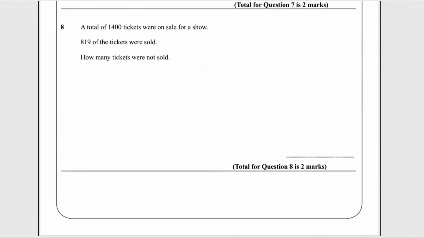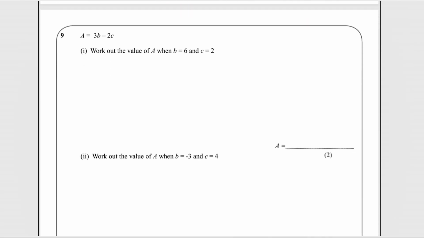A total of 1,400 tickets were on sale. 819 were sold. How many were not sold? You're just going to do subtraction. Most of you can do this. 1,400 minus 819. That will give you 581. That easy. We move to the next one, question 9.